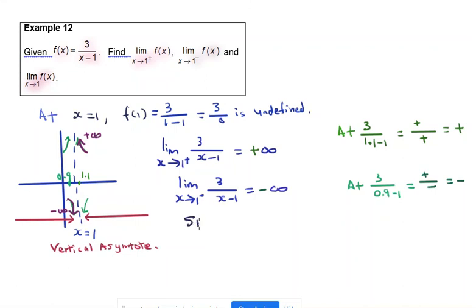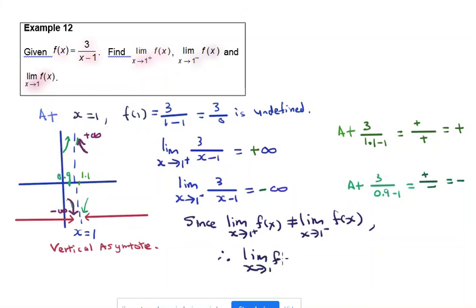Since the limit as x approaches 1 from the right does not equal the limit as x approaches 1 from the left hand side, they move towards opposite directions. One is positive infinity, one is negative infinity. Therefore, we say the limit as x approaches 1 does not exist.